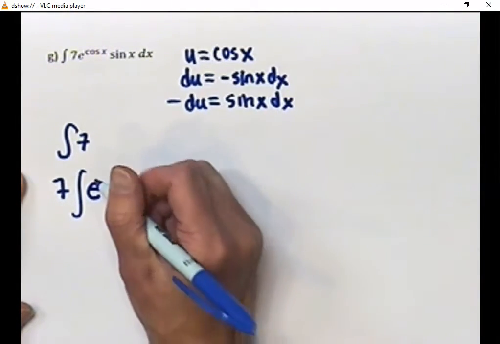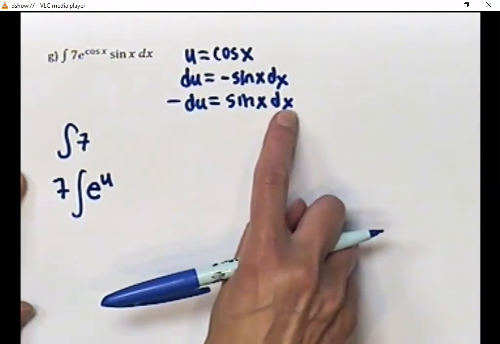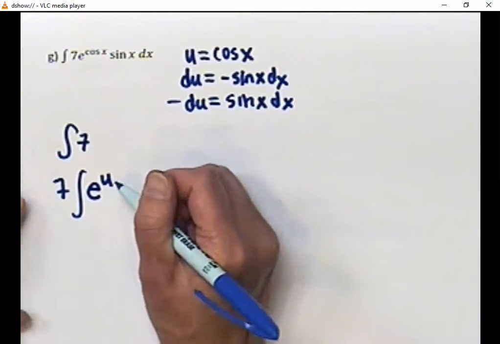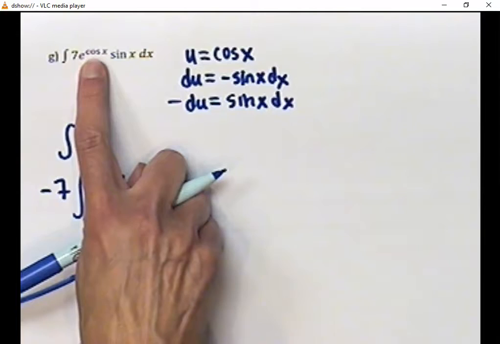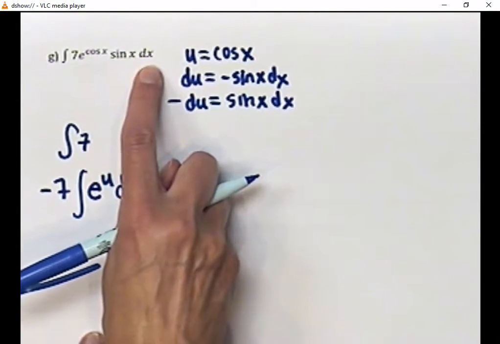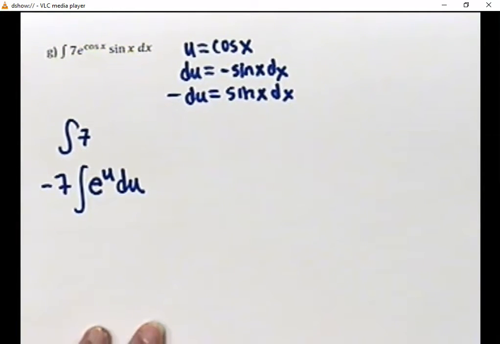Yeah, so that will be our u. Cosine will be the u. And all of this will be taken care of by du. And then you'll need the negative as well, but I'll just put it out front. So yes, that becomes u. This all is part of du, which is nice.